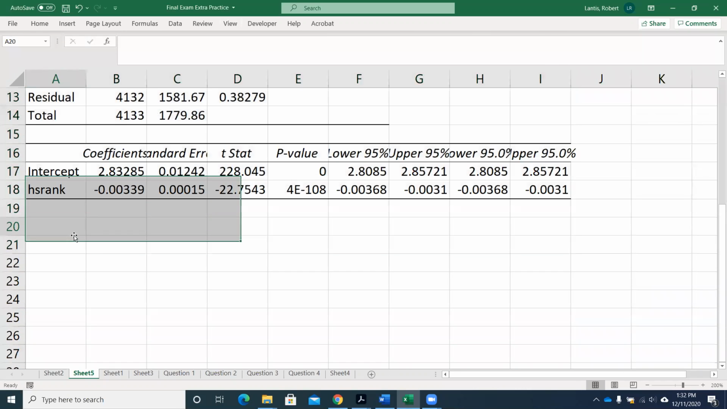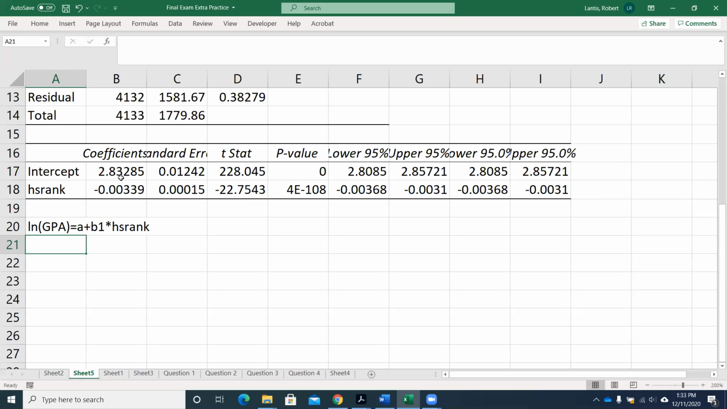So really, if we want to think about what we just did there, we took the natural log of GPA, and we said, here's the intercept, and our x variable is high school rank. Okay. So that high school rank coefficient is B1. Right?